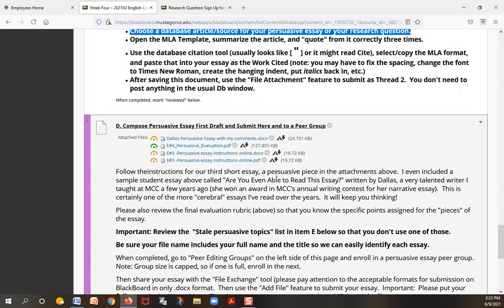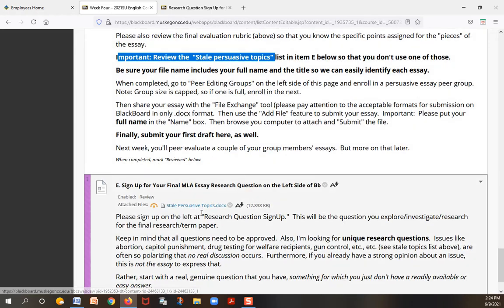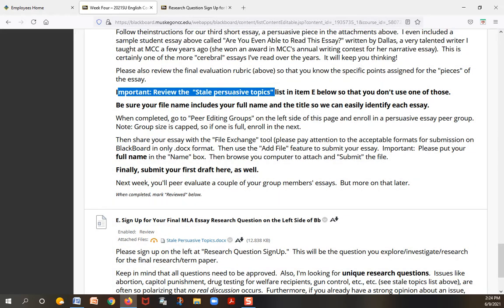Persuasive essay information is all down here. Take some time to read Dallas's, my former MCC student. Her persuasive essay is very, very unique. She actually won an award in the writing contest with her narrative essay a couple years back. But before you do anything, you'll see what I call the stale topics list in item E below here. Here it is. And you want to look at all those because, as an educator, I've read just about every topic you can imagine. Some of them I've read too many times and they're just getting really old.